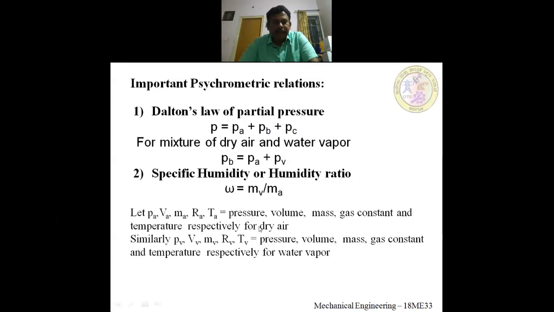Let pressure, volume, mass, R represents the characteristic gas constant, and temperature. All with suffix A represent pressure, volume, mass, gas constant and temperature for dry air. I have told you suffix A represents dry air. Similarly, pressure, volume, mass, gas constant, temperature with suffix V represent water vapor.